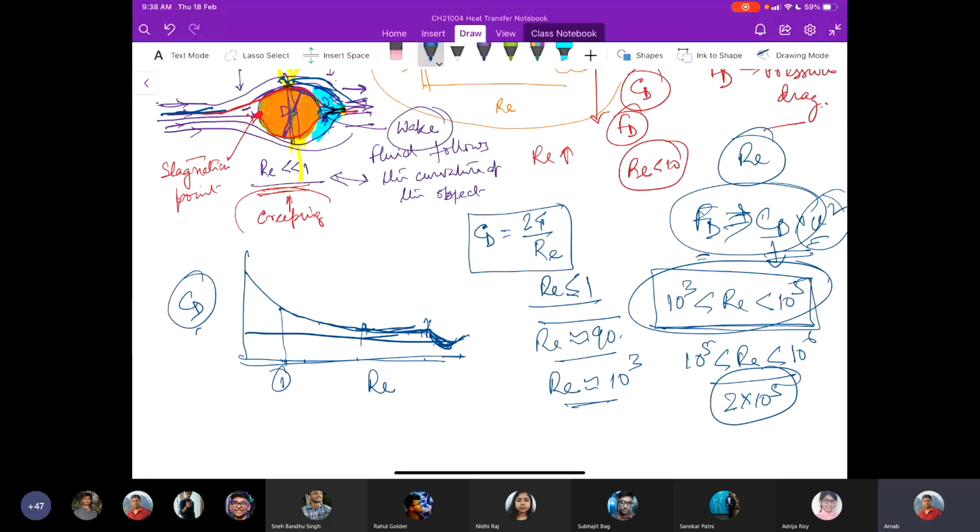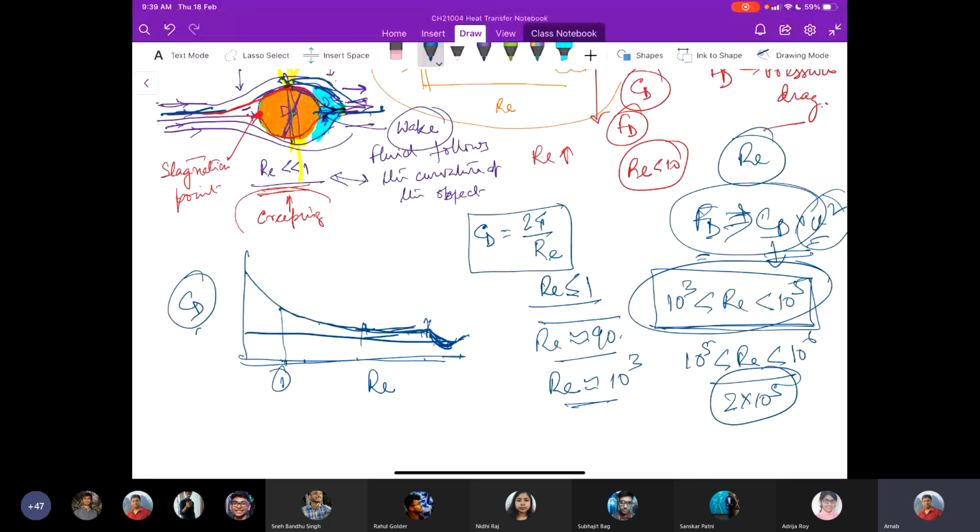Now, what happens when the boundary layer is turbulent? The separation point occurs at a far distance away from the body. It moves the separation point to the rear end of the body, and that reduces the magnitude of the wake, and that contributes to lower pressure drag. So this is the characteristic curve.